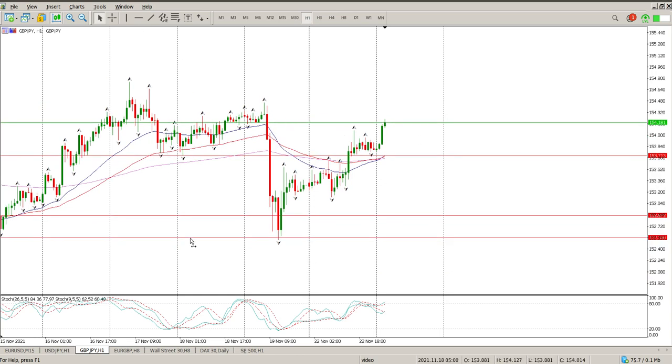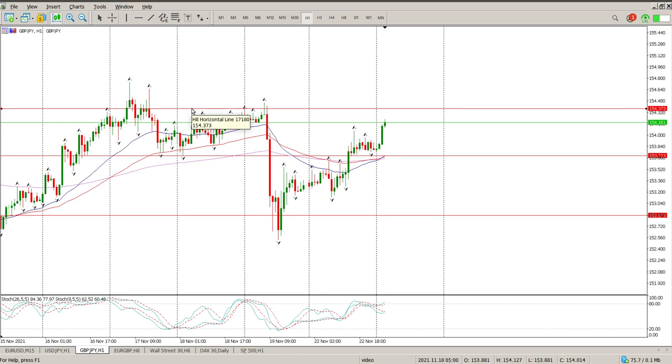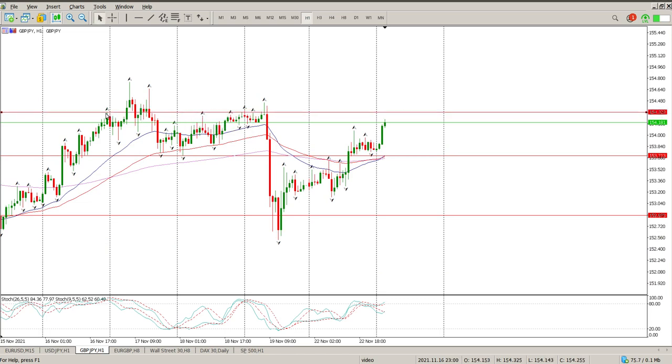So if we just take this level, move it up to there. Now all I'm doing is looking for the inside bar, and there is the inside bar there. So that's the inside tail. Nowhere else has price closed above that. So that is the level. I'd expect a rejection off here, 154.323. Then I'm looking for a retest.